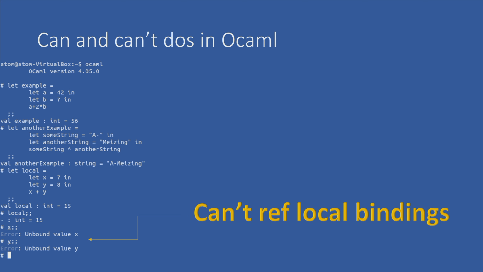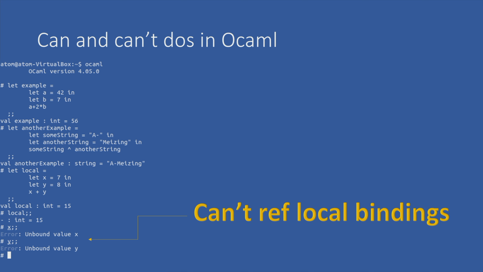In another example, we do some string concatenation. So we've got some string a and a dash, and then we've got another string, amazing. And if we concatenate those together, you'll see another example is going to be set to amazing.